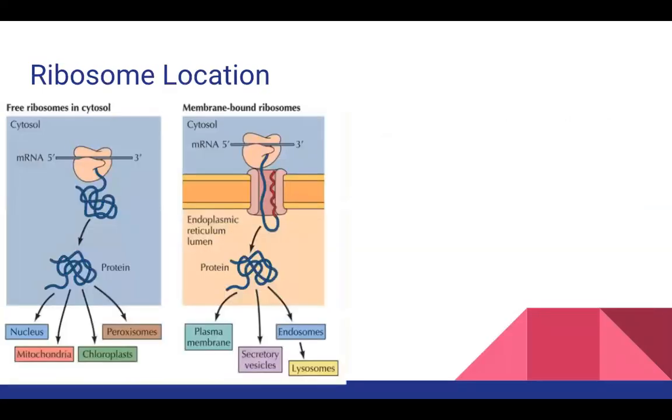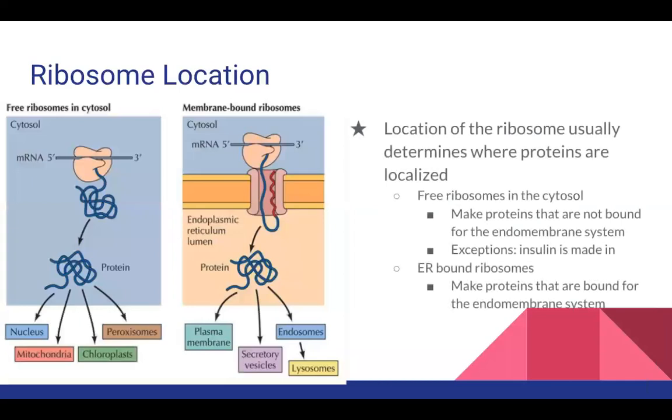Ribosome location is a really important determination of where proteins are going to be localized. Free ribosomes that are just floating in the cytosol make proteins that are normally not bound for the endomembrane system.